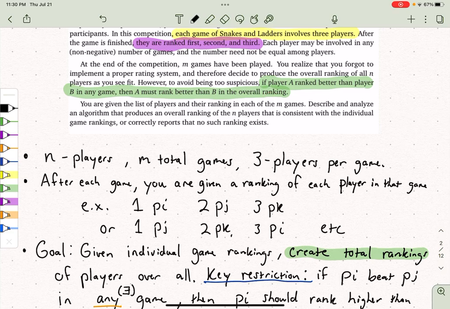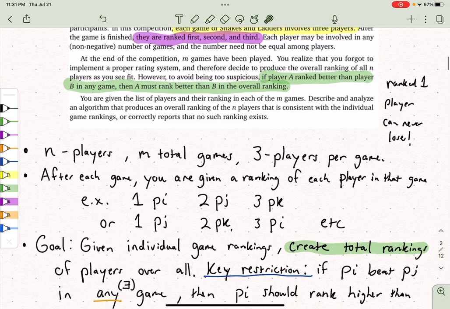So in general, this would look something like, for specifically the ranked 1 player, well, the ranked 1 player can never lose. If the ranked 1 player ever lost, it would contradict this order, because that means there exists a B that beat A, and so B should have been higher in the overall rating. So in particular, these orders don't need to exist. It's a very strong thing we're requiring here. So it might not exist.